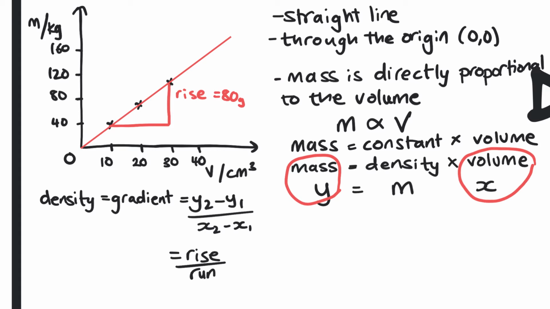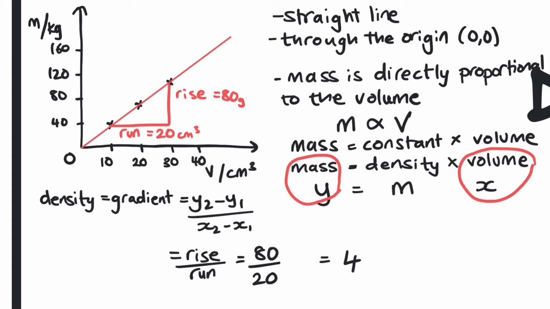The run is equal to the length of the horizontal line. Here we started at 10, we finished at 30, which means the run is 20 centimeters cubed. So we can now put that into the rise over run equation, where the rise is 80 grams divided by the run, which is 20 centimeters cubed, and that gives us an answer then of 4.